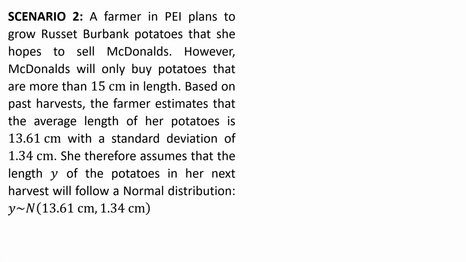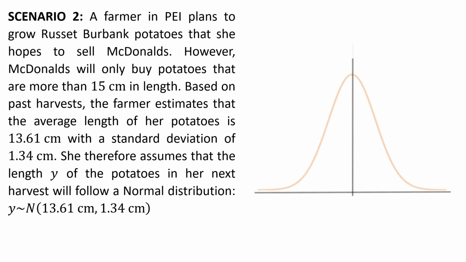Scenario number 2. Here we're pretending a farmer in PEI plans to grow russet Burbank potatoes that she hopes to sell to McDonald's. However, McDonald's will only buy potatoes that are more than 15 centimeters in length. Based on past harvests, the farmer estimates that the average length of her potatoes is 13.61 centimeters with a standard deviation of 1.34 centimeters. She's going to use these values as a model for next harvest, which is assumed to follow a normal model with this mean and this standard deviation. And so we have a picture like this.